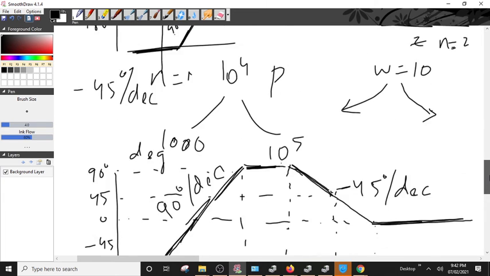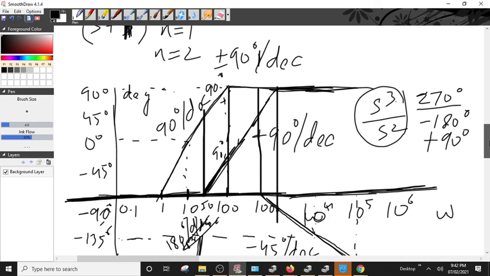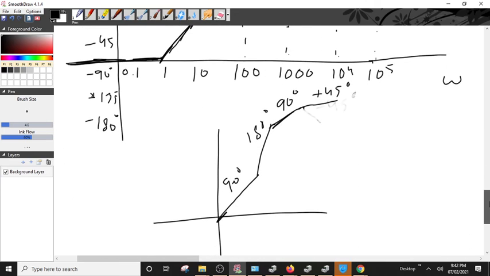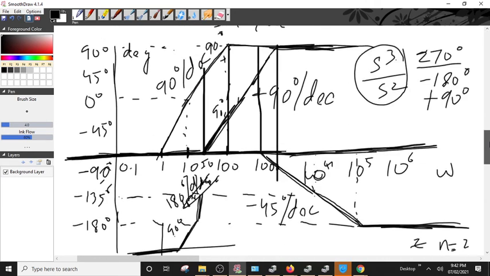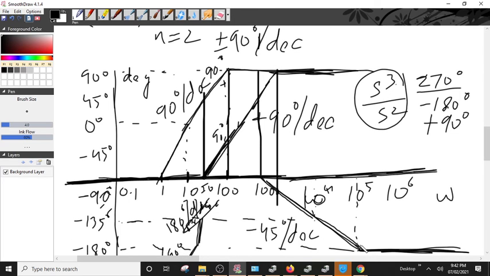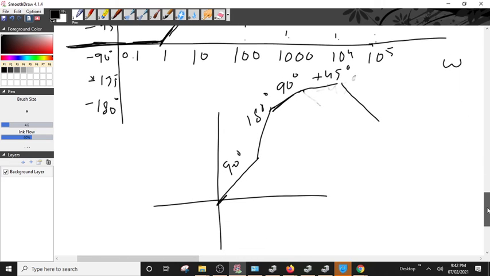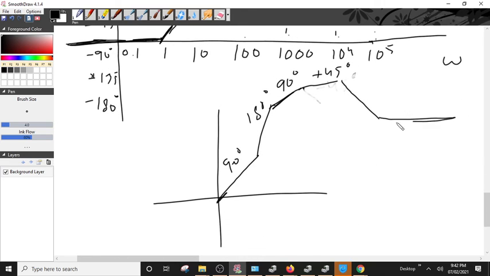And after this line ends we only have now one slope to deal with, which is minus 45. So it will be minus 45 until we reach this 10 power 5, then all the contribution will die down. So at 10 power 5 this will also flatten out. So it was just to explain this complex case.